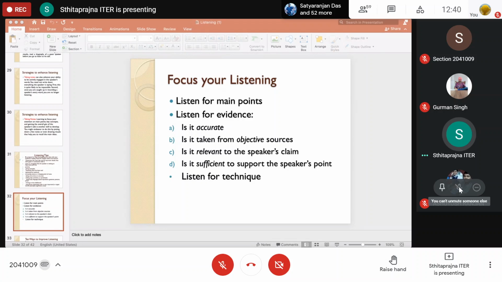That is what the job of the listener is, like the reader. The reader ultimately, even if we propagate so many theories about reading, ultimately the one most important thing about reading is you read because you want to comprehend, you want to try to find out the main idea of the writer. That is why you read.